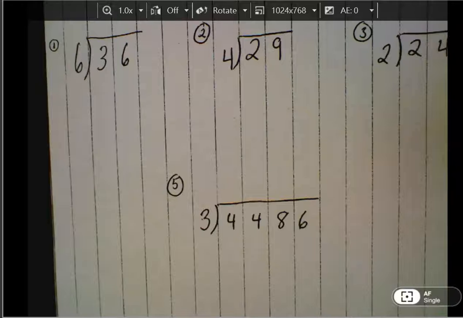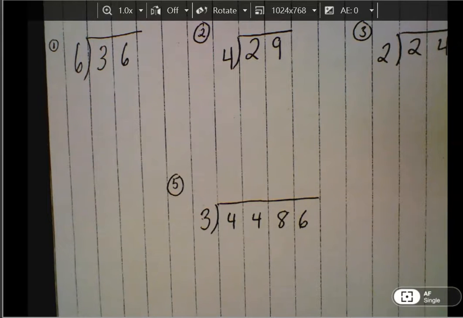Hi students and family members, it's Mr. Panza. Tonight for homework, we will review all the different areas of long division we've gone through so far.